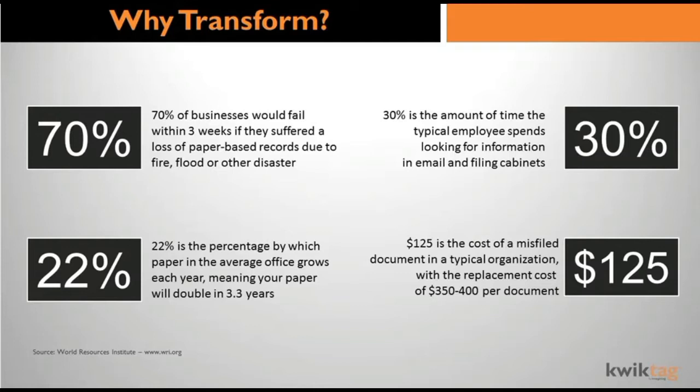In the lower left-hand corner, another point of consideration, 22%, the percent by which paper is growing every year. So in other words, in about 3 years, the amount of paper in your organization will double. If you're a larger organization, then that number is going to double even faster. And then if we look at the upper left-hand corner, the 70% number, which I jumped straight to the 30%, so I'm going to go back to the 70%.